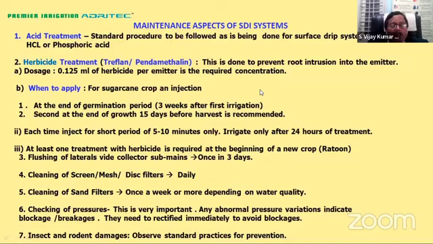Also, you will have to take care of the insect and rodent damage that may happen. But generally, we have found that when the drip irrigation lateral is buried below the soil, the rodent damage is minimized. So that problem will not be there. But anyway, all these standard precautions have to be taken.